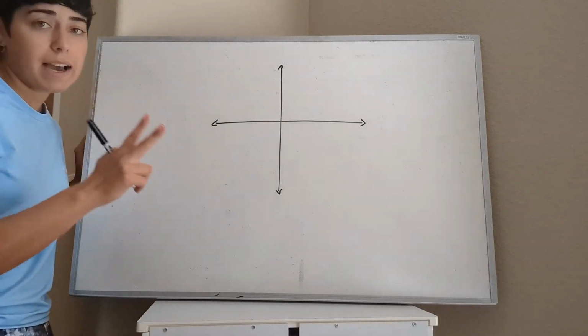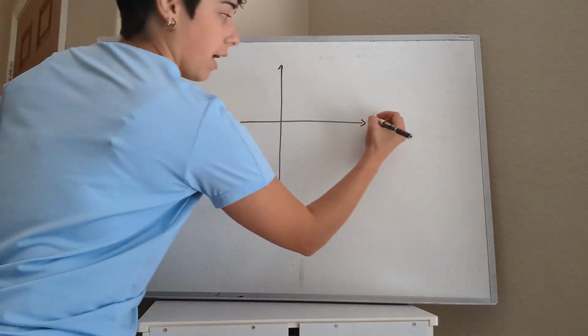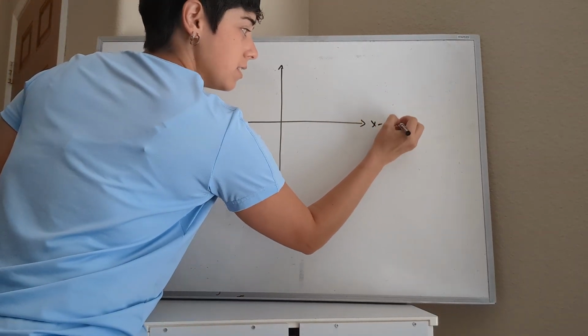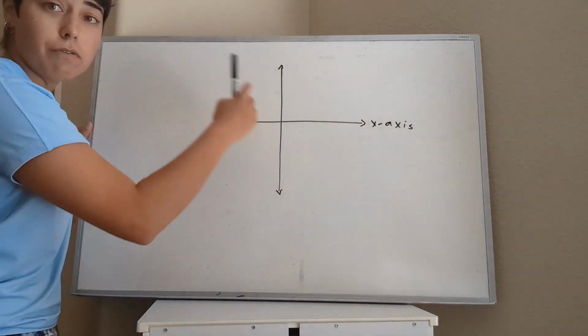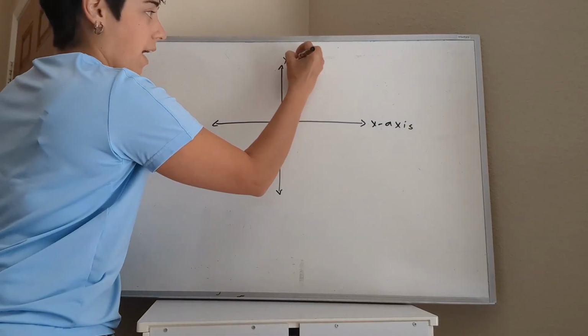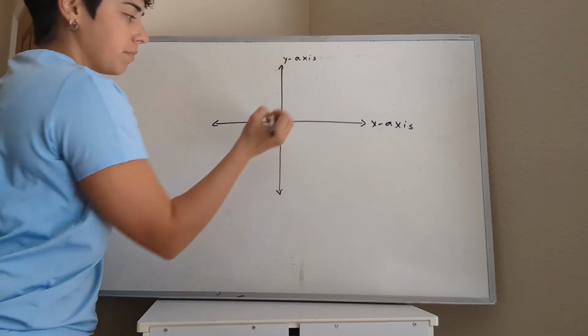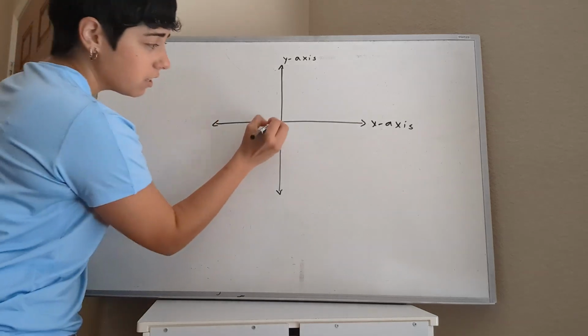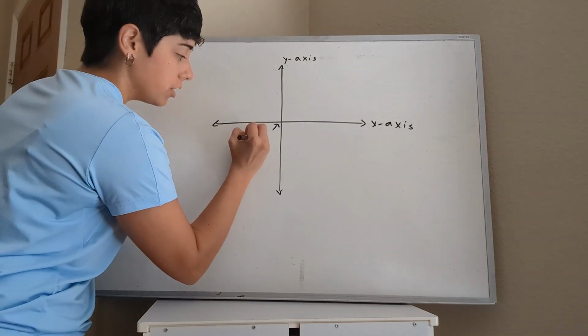It consists of two axes. This horizontal line is your x-axis, and this vertical line is your y-axis. This part where they cross, that is what we call the origin.